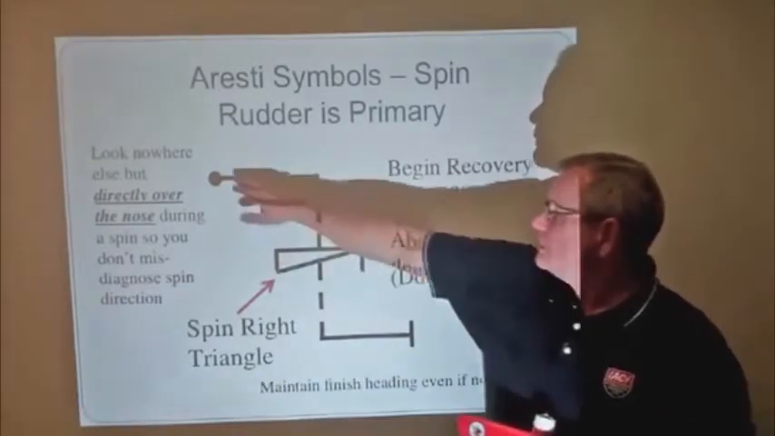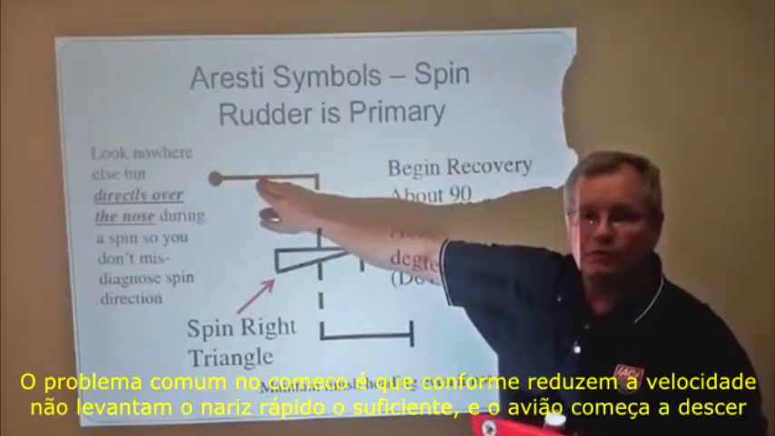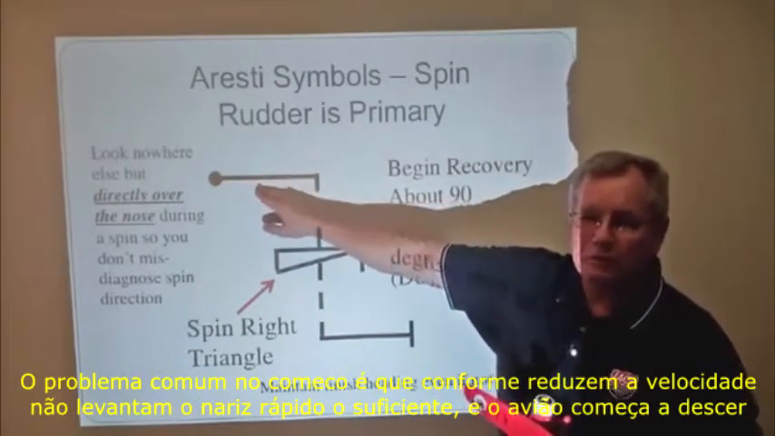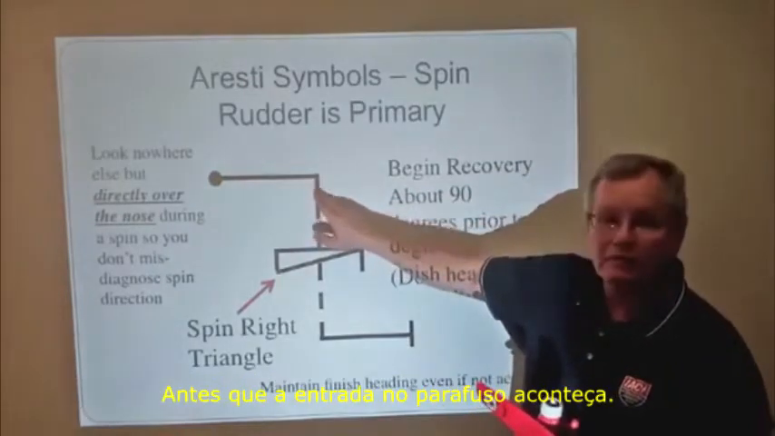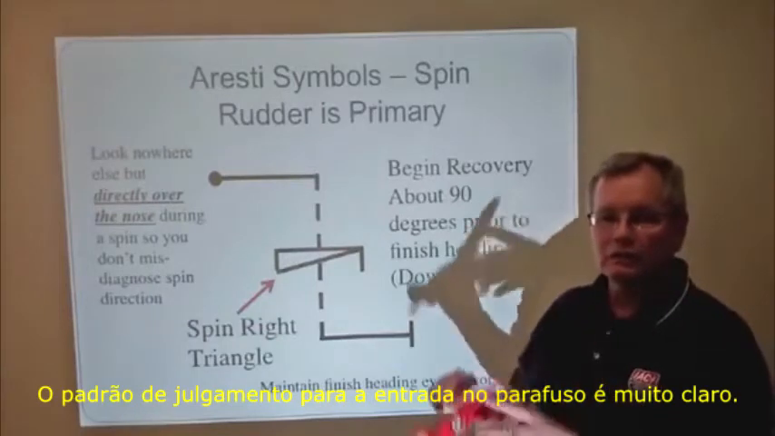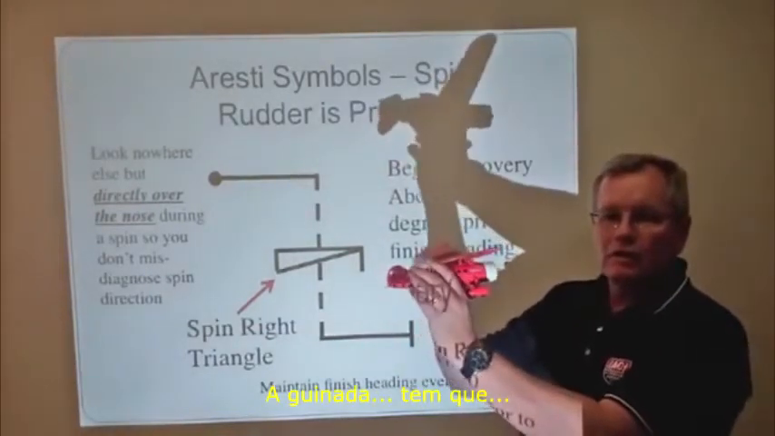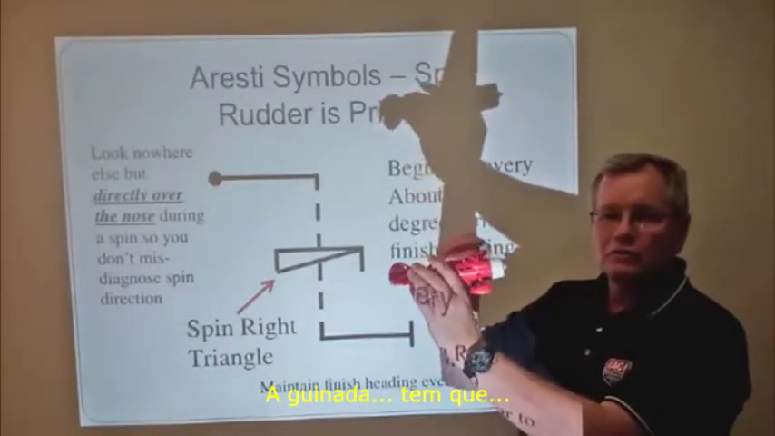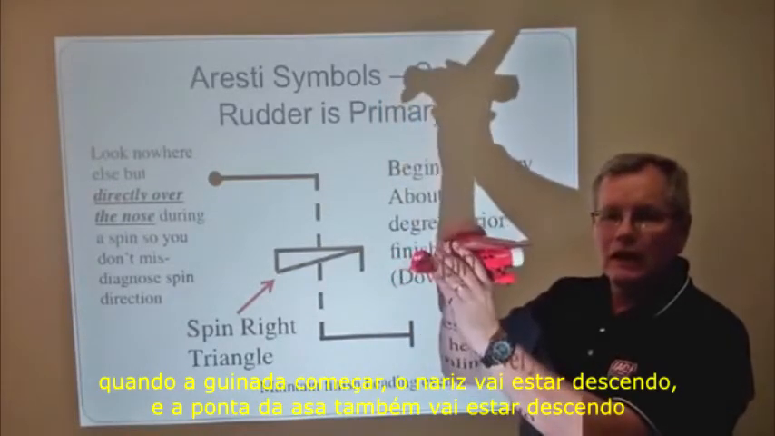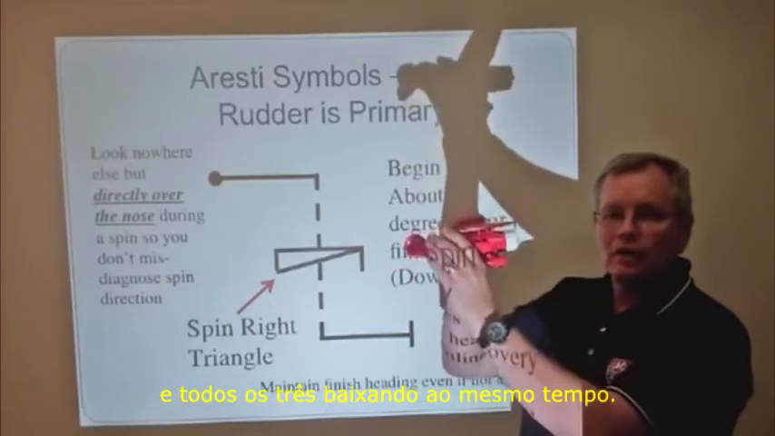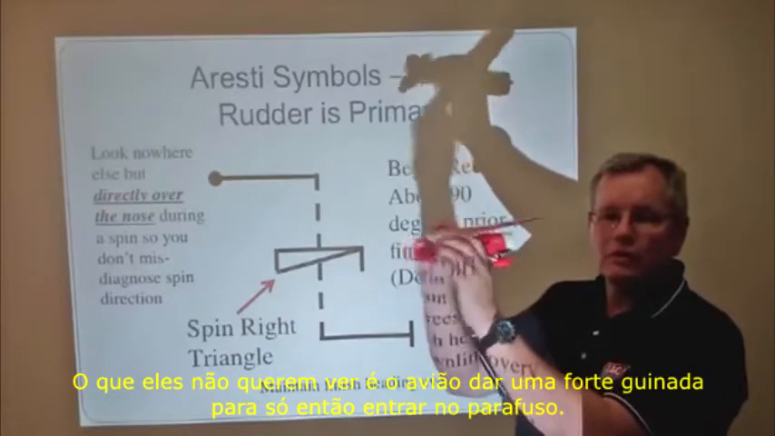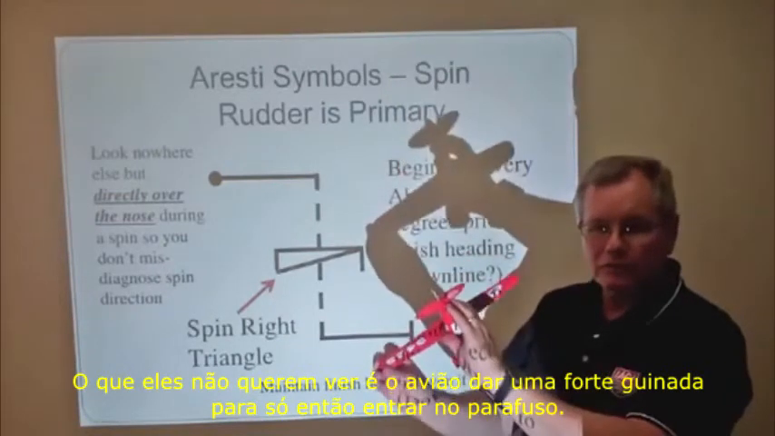Now, the common problem for new people is that as they slow down, they're not raising the nose fast enough, and the airplane begins to sink before the spin entry happens. Now, the judging standard for the spin entry is very clear. As the yaw commences, the nose is dropping and the wingtip is dropping, and all three drop at the same time. What they don't want to see is the airplane do a hard yaw and then drop into the spin.